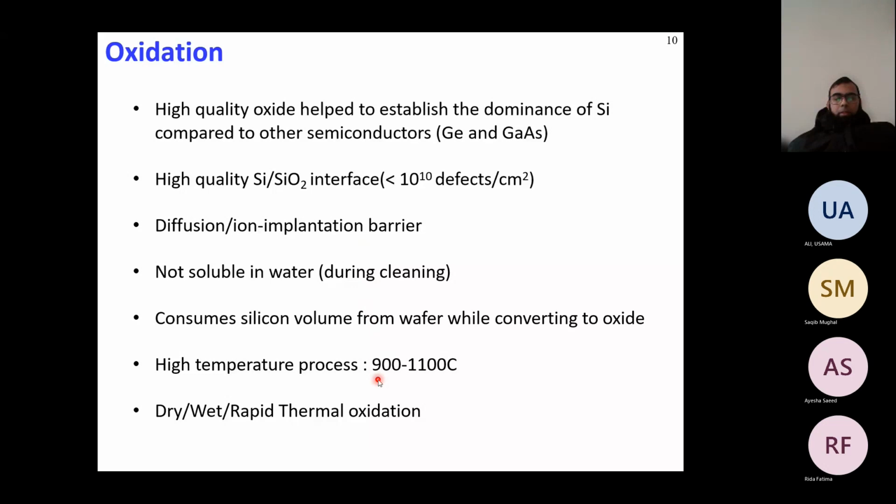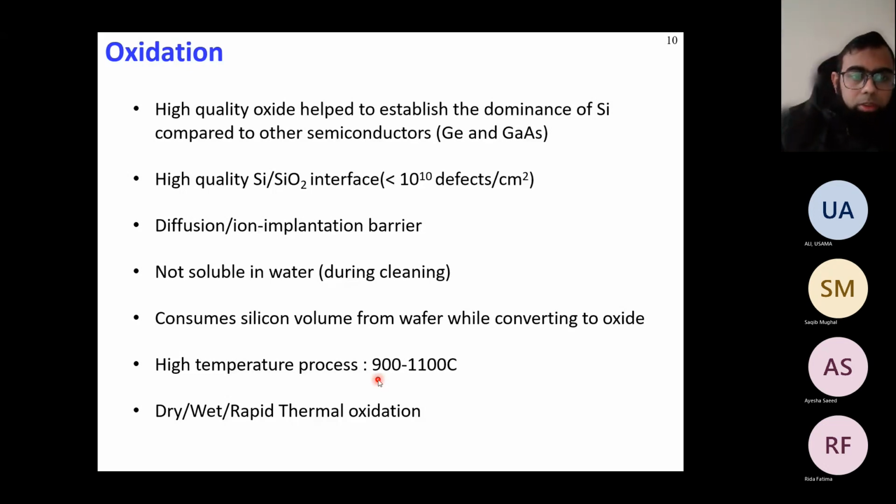So dry oxidation means that we don't introduce any kind of water, any kind of moisture. But for wet oxidation, we will introduce moisture, and it will be very fast, giving more thickness if you want any oxide layer, silicon dioxide, over the silicon wafer. So you do wet oxidation.